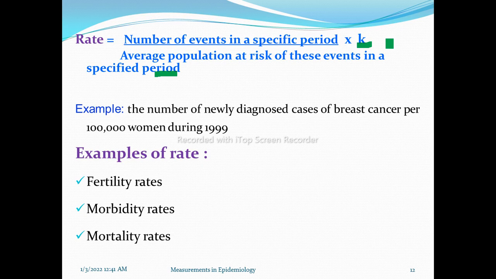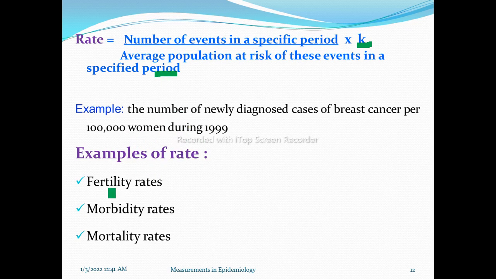So this is the number of new events, 58. This is the average population at risk, 100. An example is the number of newly diagnosed cases of breast cancer per 100,000 women during 1999. So 1999 is the specified time period. This is an example of a rate.